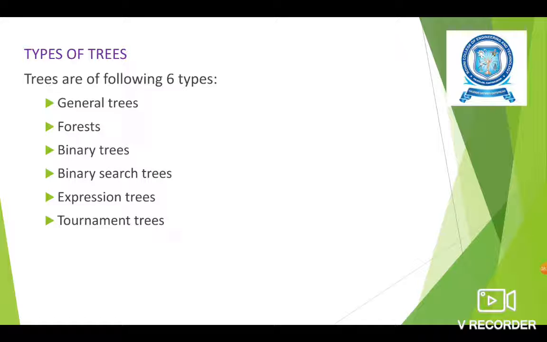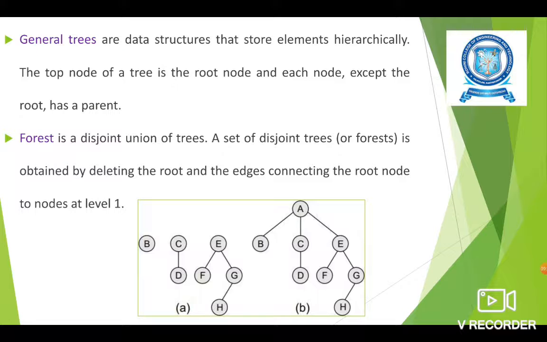So with this we have completed the basic terms of tree ADT. We move on to the topic types of trees. The trees are classified into 6 types: general trees, forest, binary tree, binary search tree, expression tree, tournament tree.